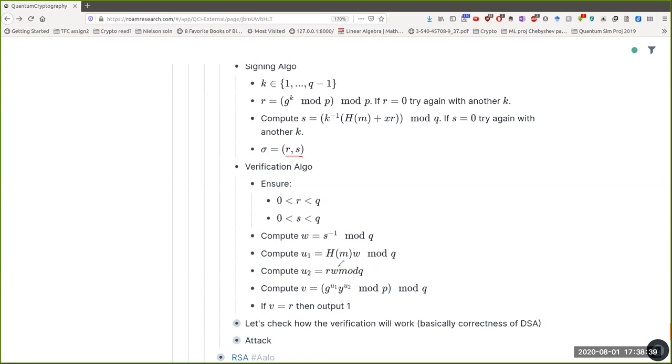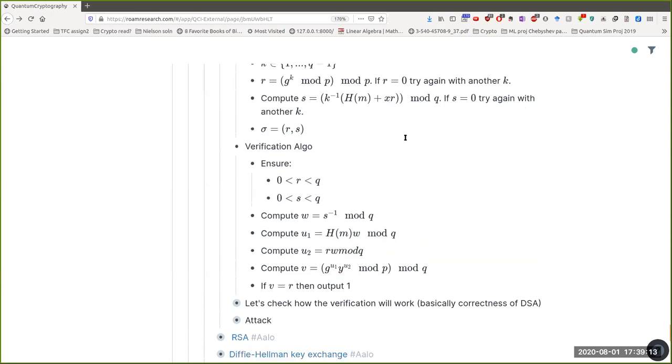Sorry, it's a little messy over here. And then I get back V. V is g to the power U1 times Y to the power U2, mod P, mod Q, where Y is my public key. Remember, my signature had two parts, R and S. I used S to do all my calculations here, and of course I used R as well. Now I'm saying that if V equals R, that means it's valid.